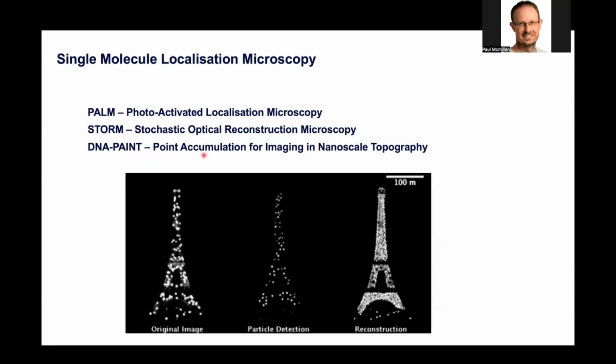With DNA-PAINT, this is point accumulation for imaging in nanoscale topography. Here we've got our antibody that we're interested in, which has an oligonucleotide attached to it. We would go in with a complementary oligonucleotide with a fluorophore attached to it, and we're looking at the stochastic binding and release of those oligonucleotides. So that is what we use to build up that blinking effect.